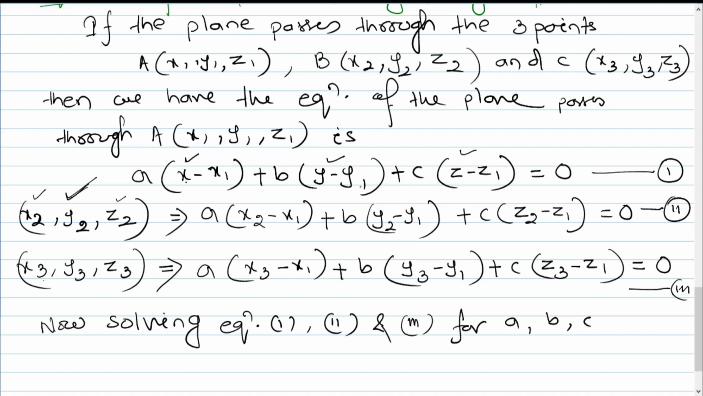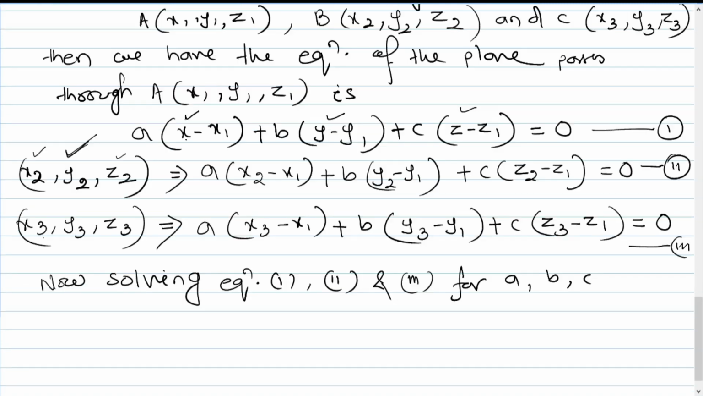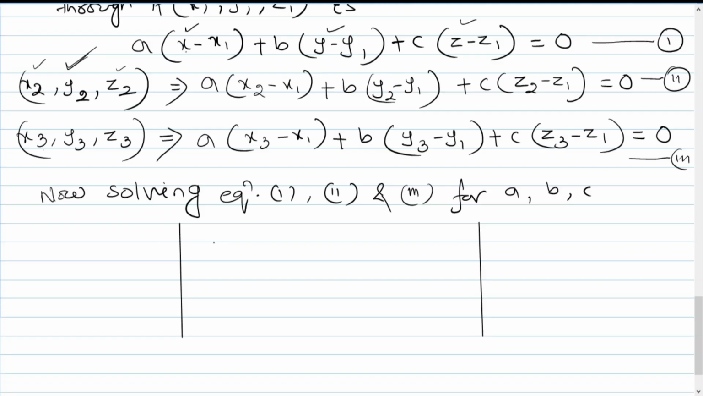A, B, C eliminate karne par, the equation will be in determinant style, that is nothing but the coefficients. First equation ka coefficient of a is x minus x1, so you should write here x minus x1, and second equation ka coefficient x2 minus x1, and third equation ka coefficient x3 minus x1. Do you follow or not?